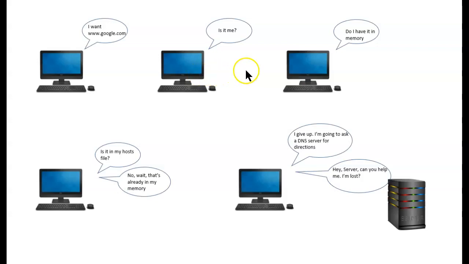And so then it goes on and says, oh, maybe I have it somewhere in my memory here. Let me just look that up. So it looks in its RAM, and there is a DNS cache in it that it looks in to see if it's there in the cache. And if it's not in its cache, it goes, well, is it in my hosts file?